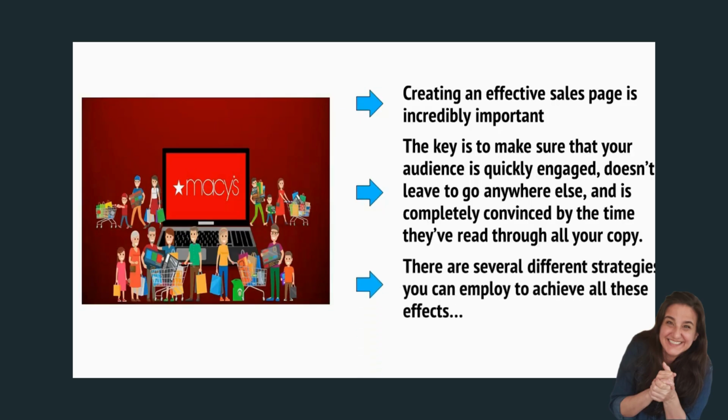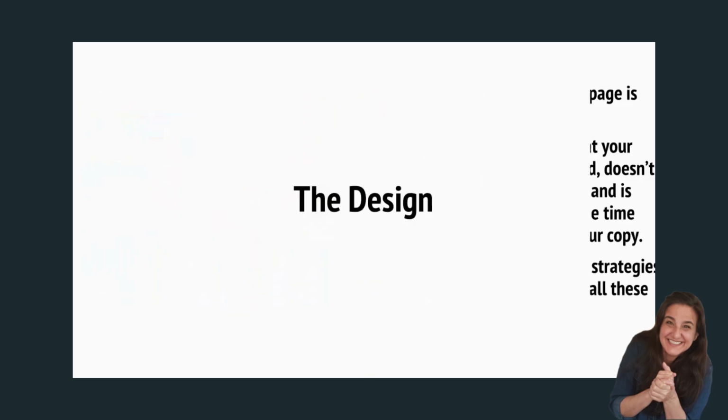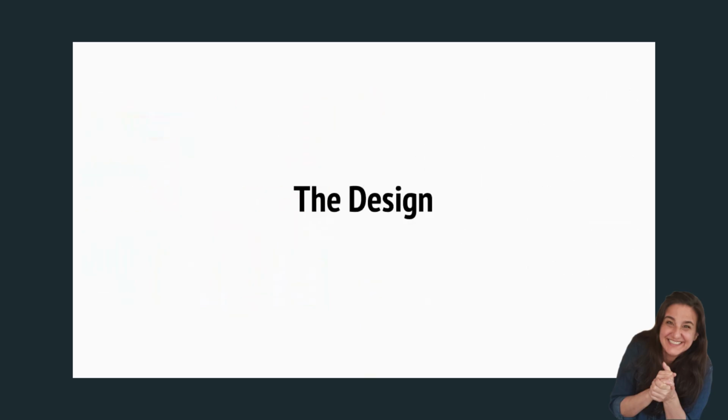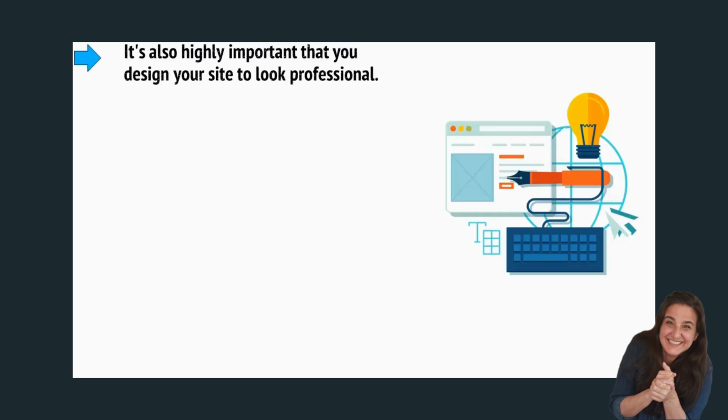There are several different strategies you can employ to achieve all these effects. The design of your sales page should be such that there are no distractions. That means no links to other pages on your site and certainly no advertising or links to other sites. It should be long and narrow so that all the user can do is scroll down the page and engage further and further with your content. But it's also highly important that you design your site to look professional.